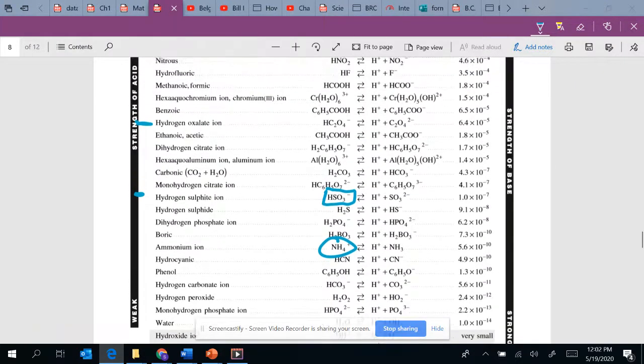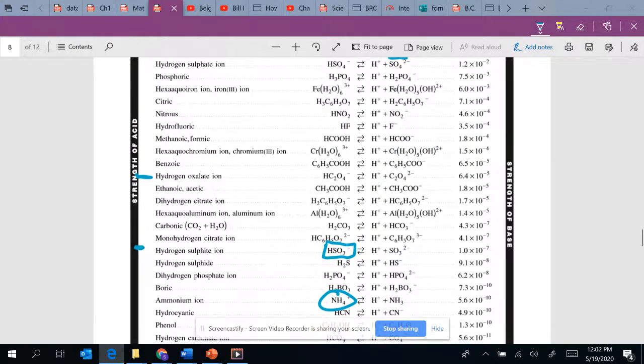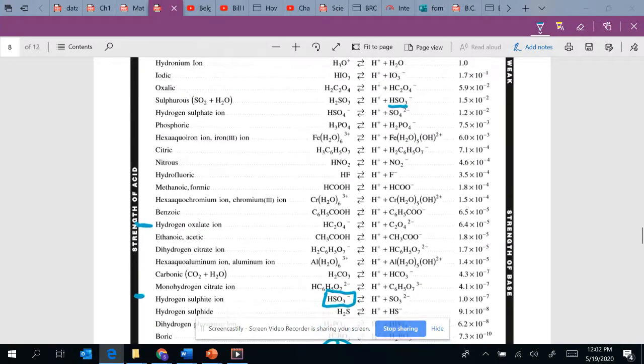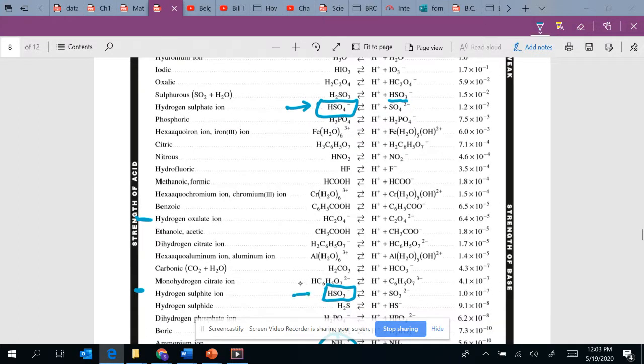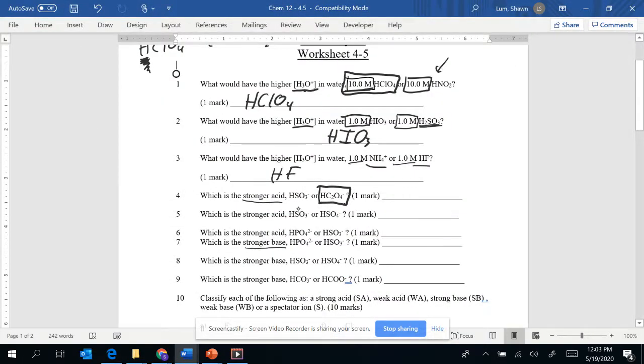And having some difficulties finding it. I'm sure that you were like, there it is, I see it. Oh, there it is, I see it now. HSO4 minus. So here are our two right here, HSO4 minus and HSO3 minus. And we see HSO4 minus is way higher. So we're going to say HSO4 minus. That's our answer.